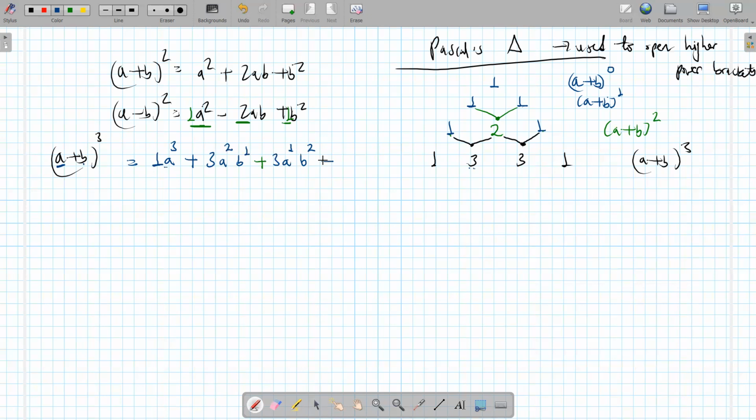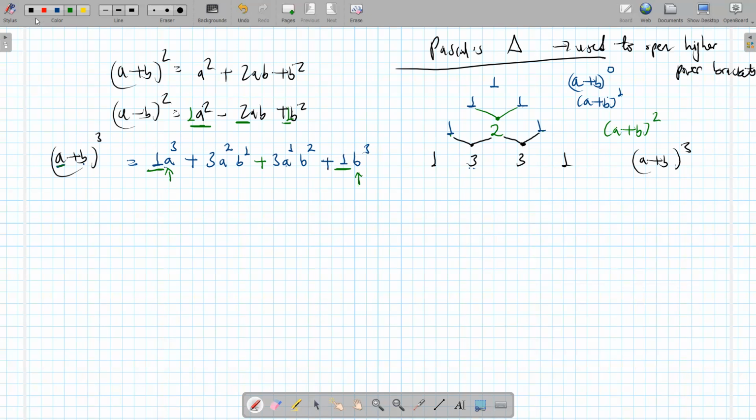Does that add up to 3? Yes, it does. And for the last term, this is your coefficient. So a now becomes a^0 because 1 power down, and b is going to become b^3. And there we go. That's (a+b)^3. That's how you can open this bracket using Pascal's triangle. You're always going to get 1 and 1 as the coefficient in the beginning and at the end. The first term will always be your first term to the maximum power, and your last term will always be your second term to the maximum power.